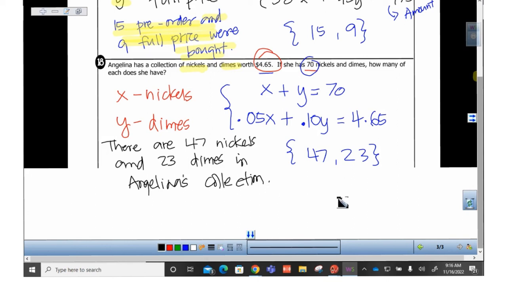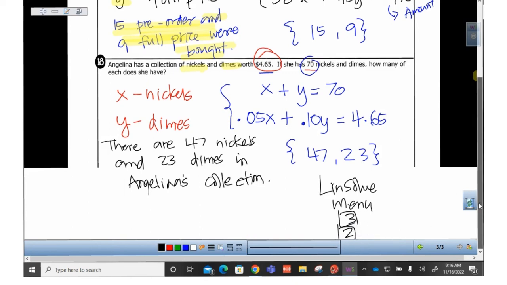All right, so there you have it. Make sure to use LinSolve. Okay, menu 3, 2. All right, so now go ahead and get your assignment 5.1. Use LinSolve, write the equations, okay, and make sure you have 4 things in your paper: the representation, the equations, your solutions, and your answer in a simple but complete sentence.